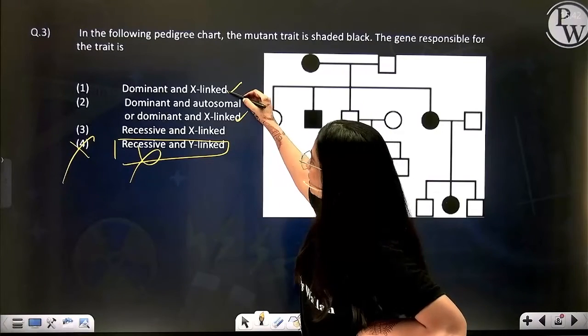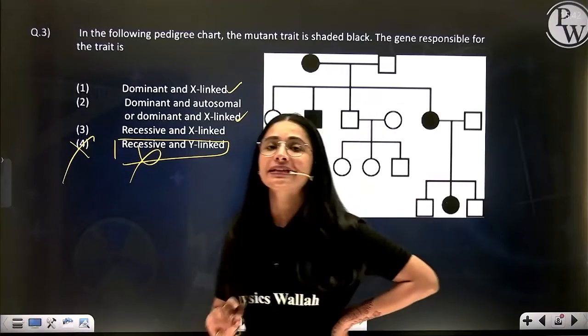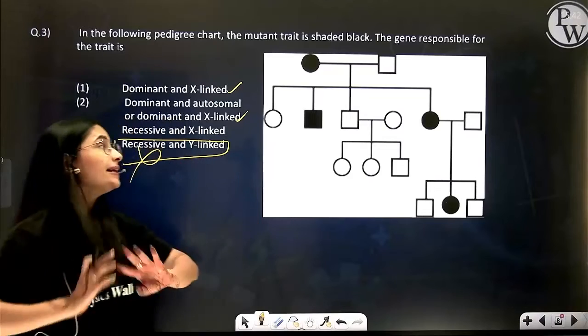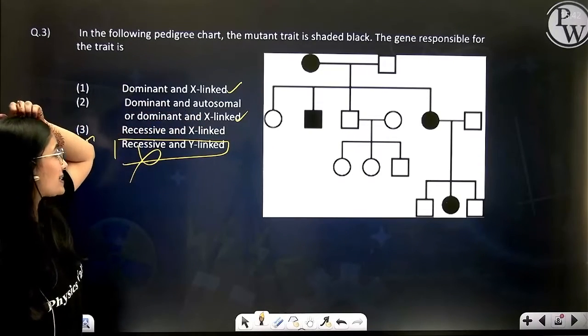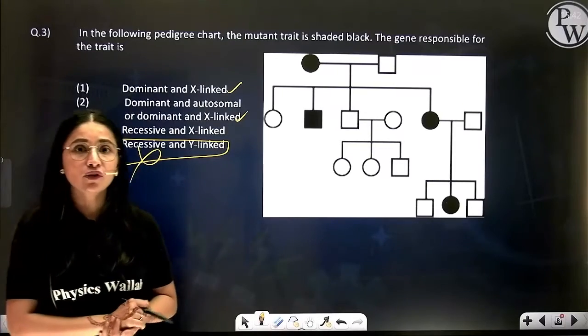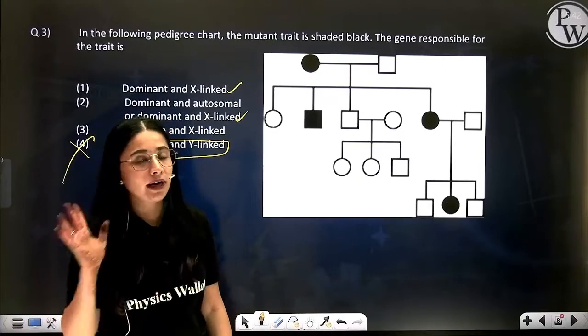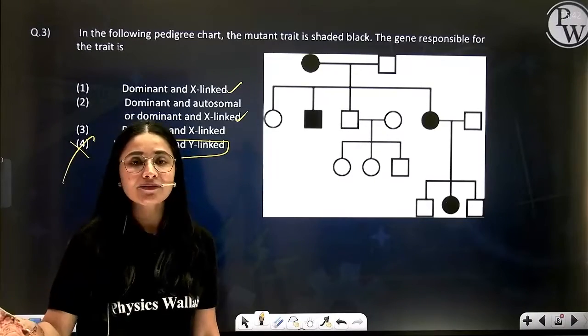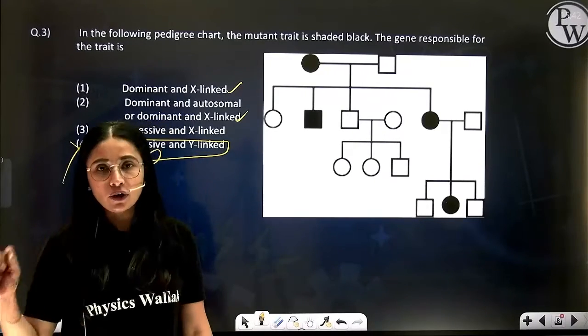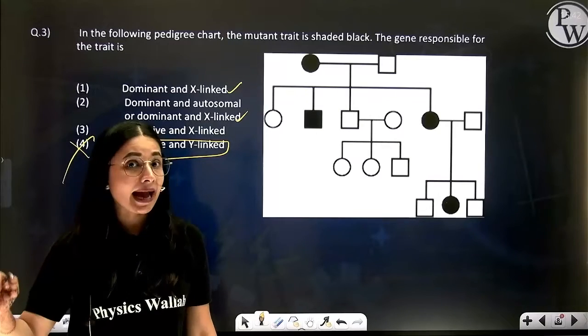Right? See, mainly it is for X-linked only. But yes, in the second option it is given autosomal dominant or dominant X-linked. So let's start: autosomal recessive cannot be the answer. Why? Because the autosomal recessive option is not given, so we are not going to check this chart for autosomal recessive.